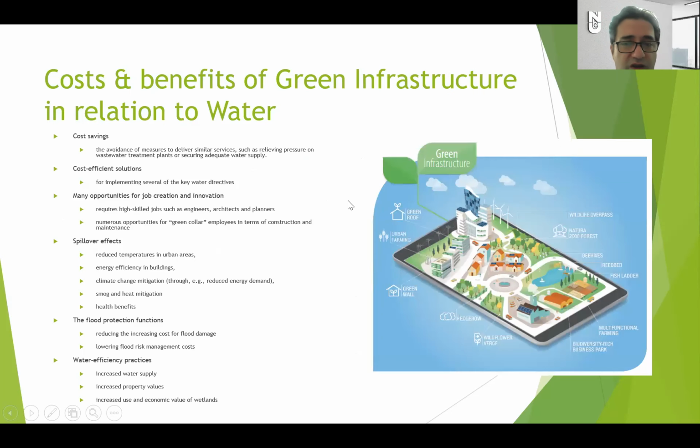And there are lots of benefits to having green infrastructure in relation to water. As I told you, this is quite a new terminology, and it is challenging for many, even for many developed countries. But some developed countries are very good at this, and they are making lots of good applications and enjoying the benefits. The benefits are not only related to cost savings or cost efficient solutions, but it also provides additional job creation and innovation opportunities.